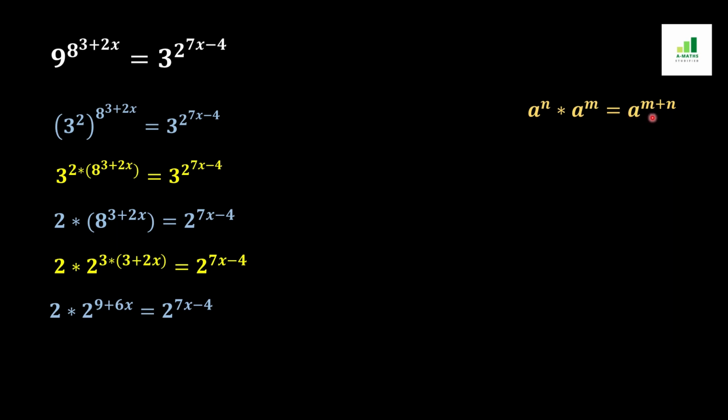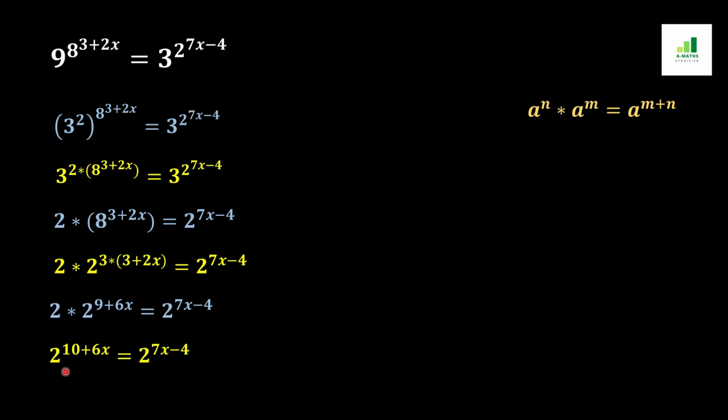So here we can write a to the power m plus n. So here we apply the same rule. Here the bases are the same and in multiplication, so we can add both these powers, and we will get in the next step 2 to the power 10 plus 6x, and the other side of the equation will remain the same.